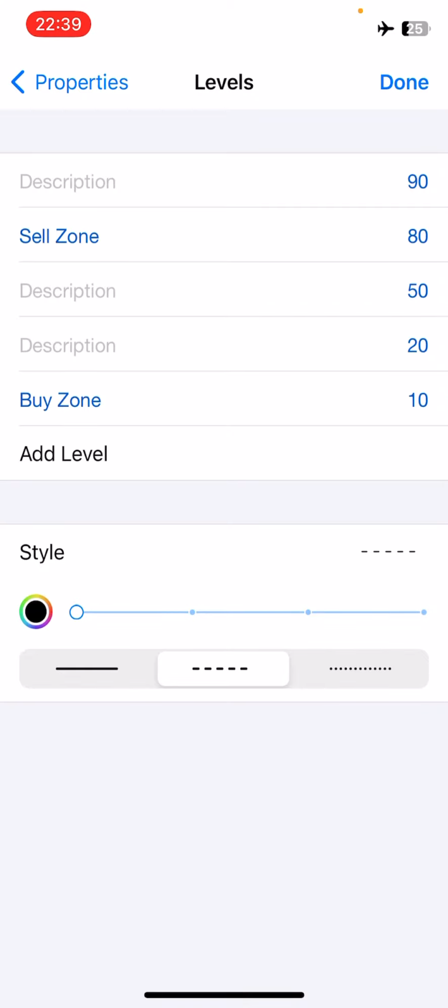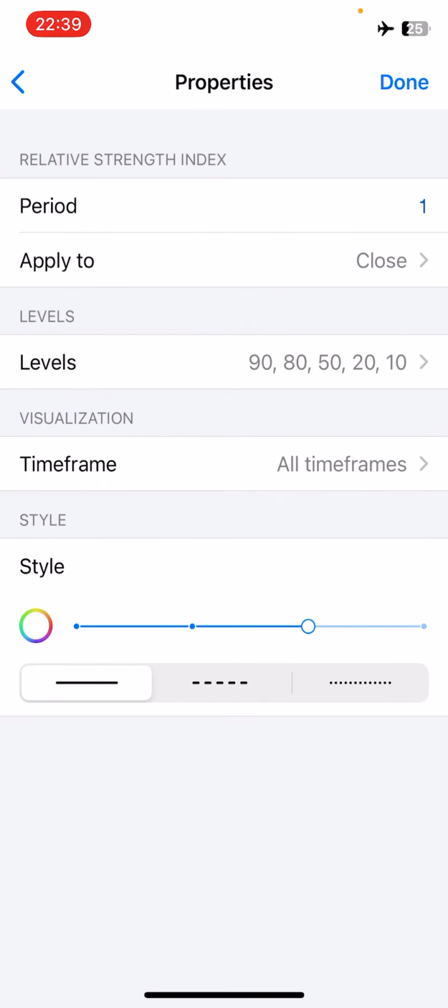Okay, now from your level 80, you can label it as a sell zone, and then on your level 10, you can label it as a buy zone. Then if you go back again to your properties, I want you guys to take note of the style for this RSI. Please make sure that it is white or it is the same color as your background. So for the white background, that's why you see mine is white. If you have got a black background, please make sure it's black.